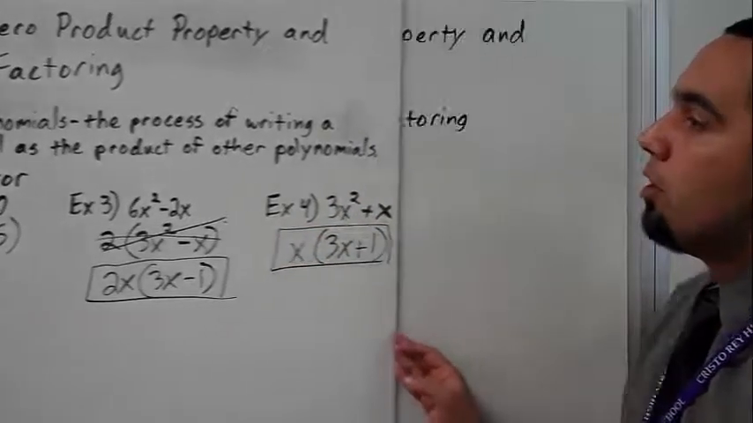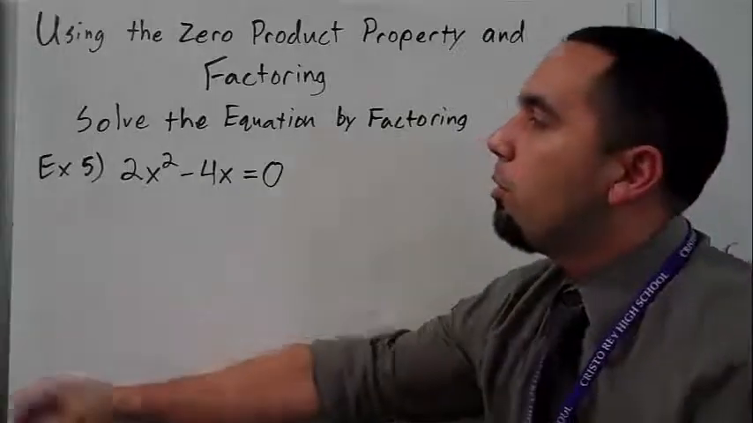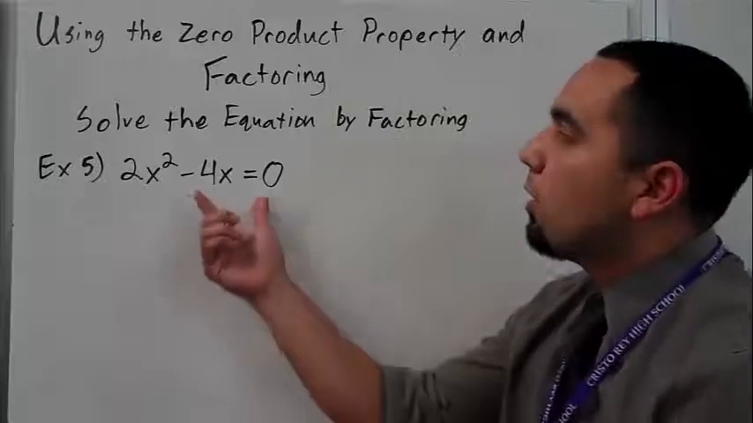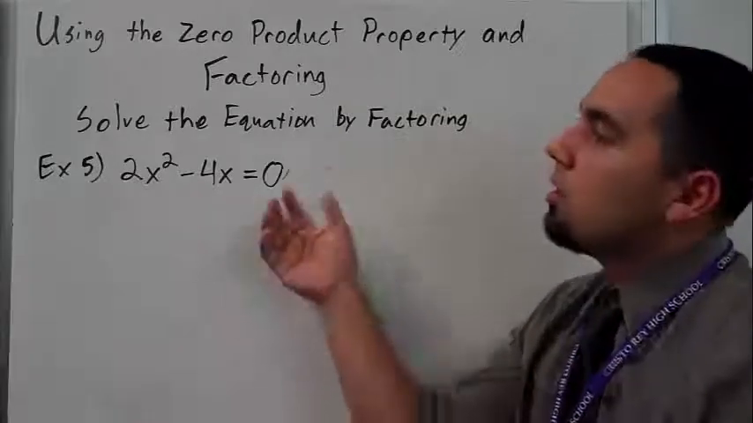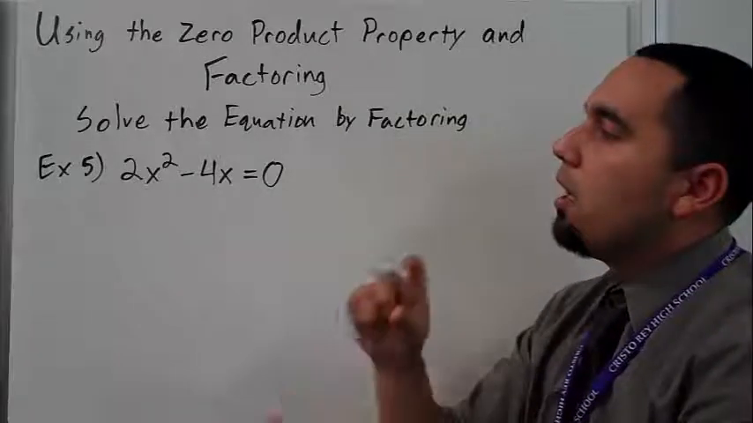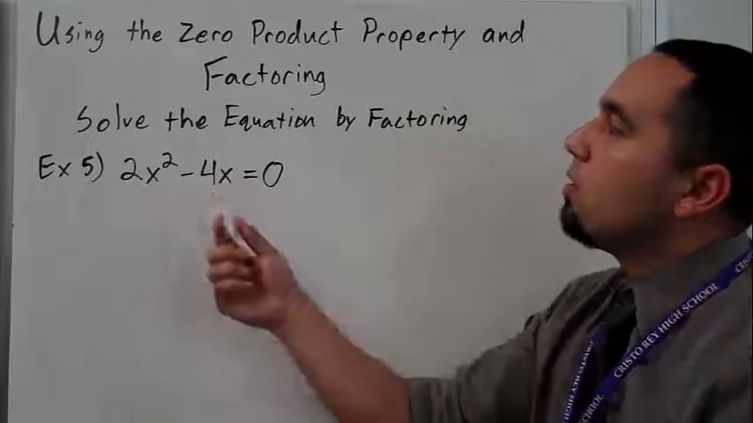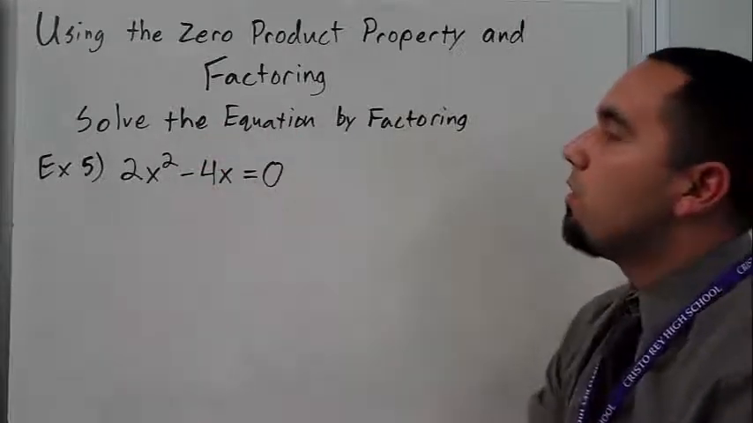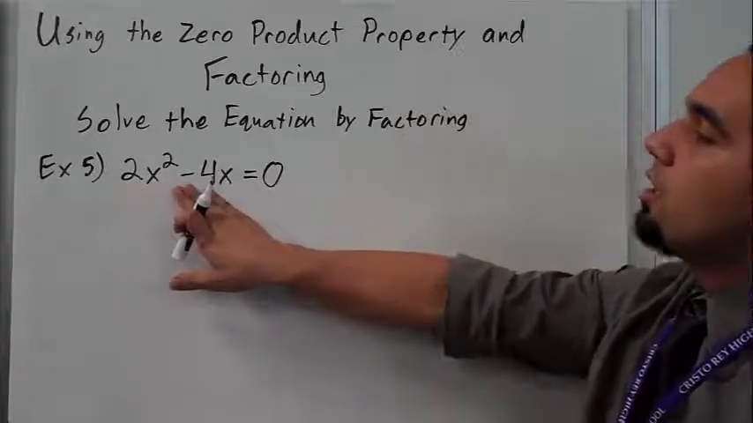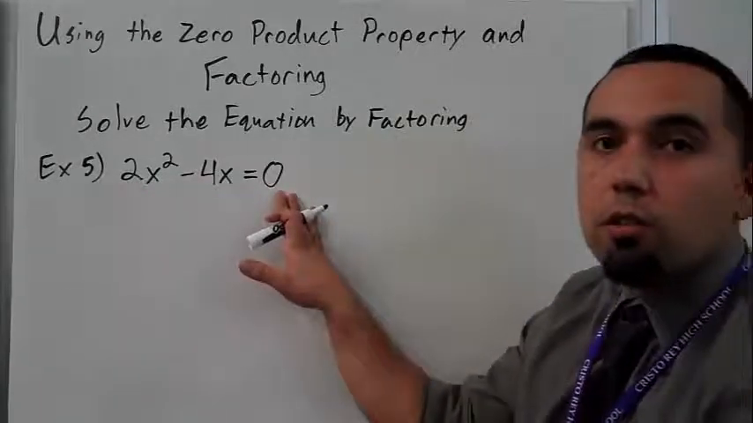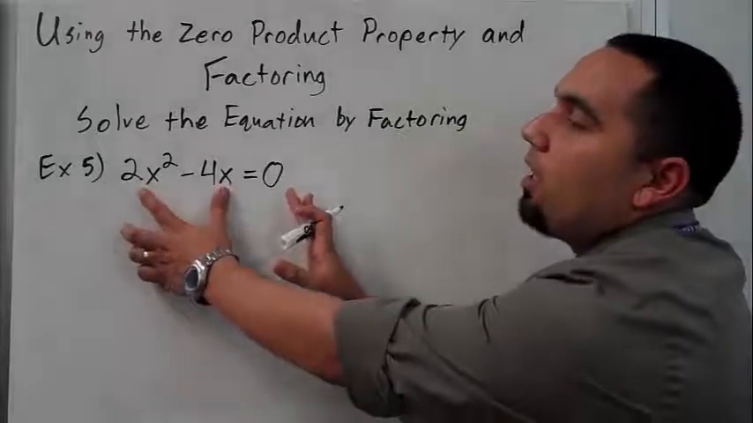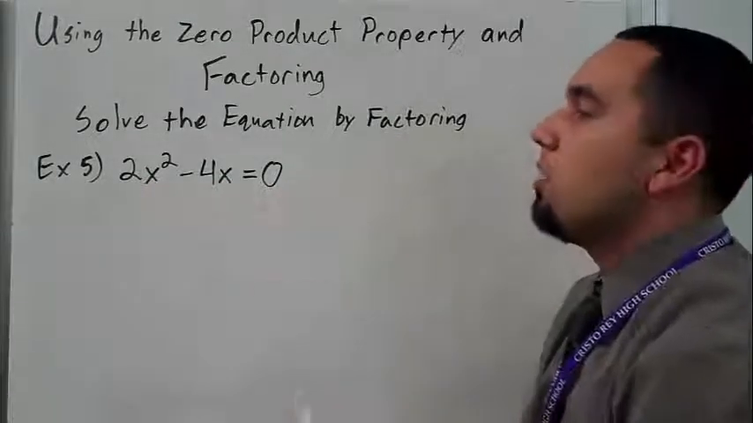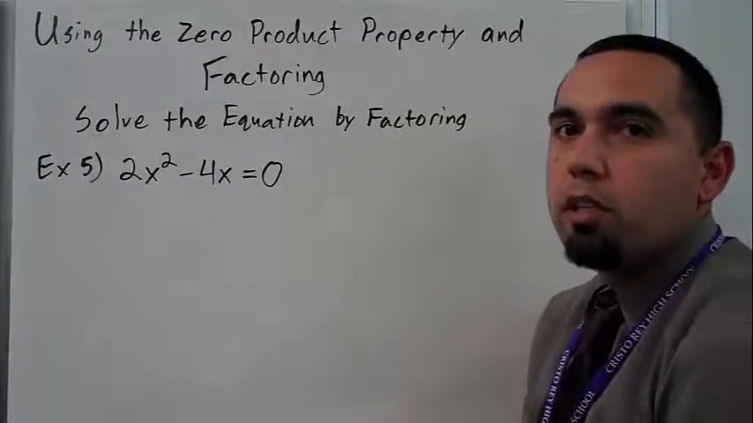So we're going to use this in one more type of problem, and we're going to be solving equations. Again, we're going to combine what we just learned. We're going to use the zero product property, and we're going to factor. The problem is asking us to solve the equation by factoring. I look at this side, and it's already equal to 0. So all I have to do is factor this so that I get multiplication going on. And once I do that, I can use my zero product property to solve.